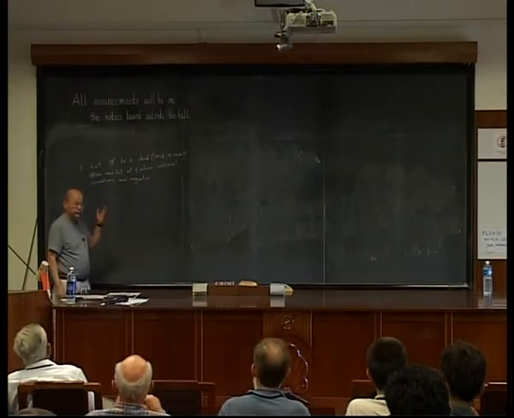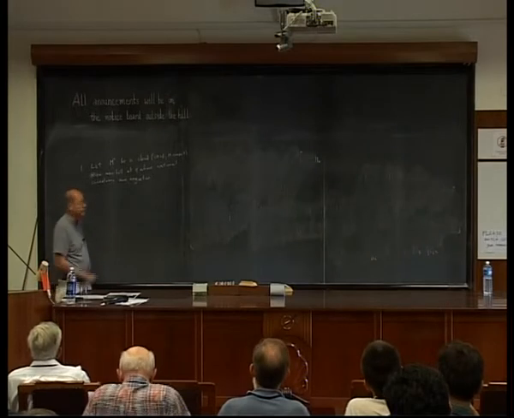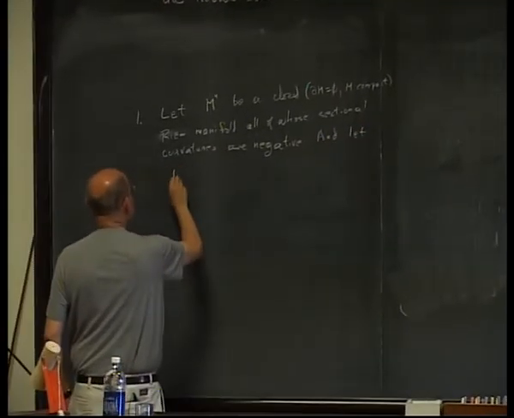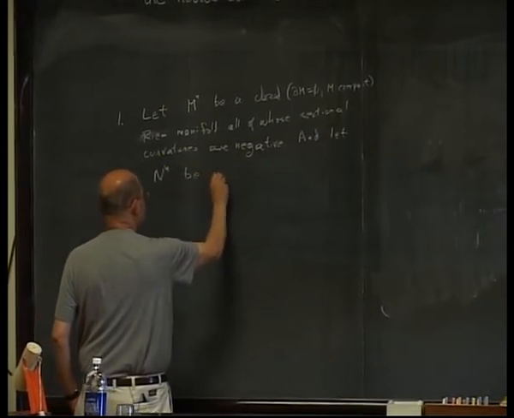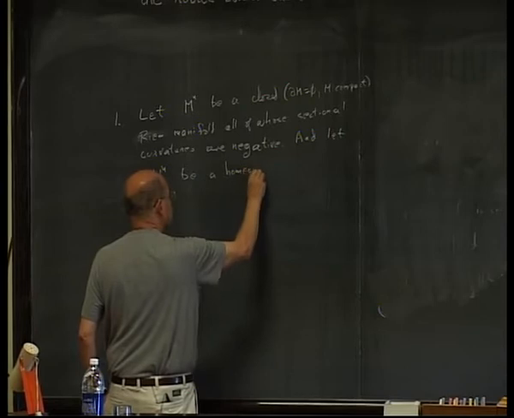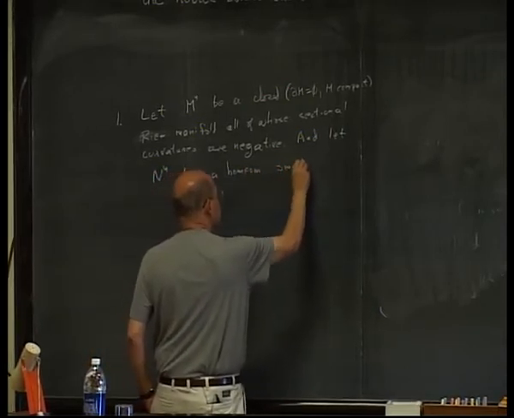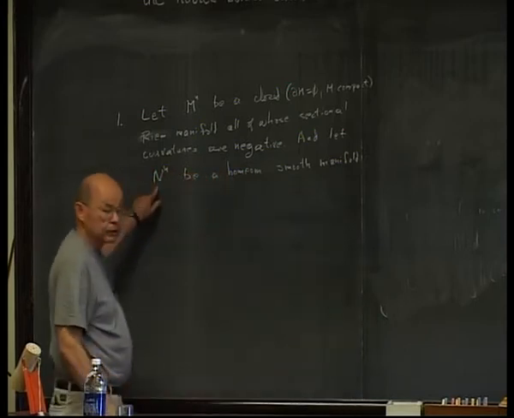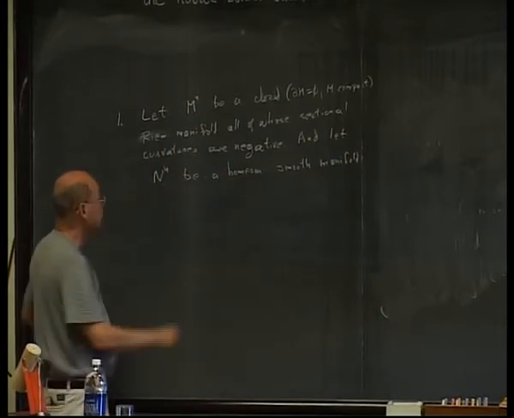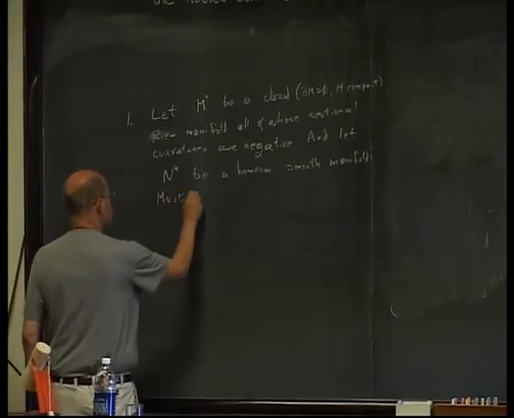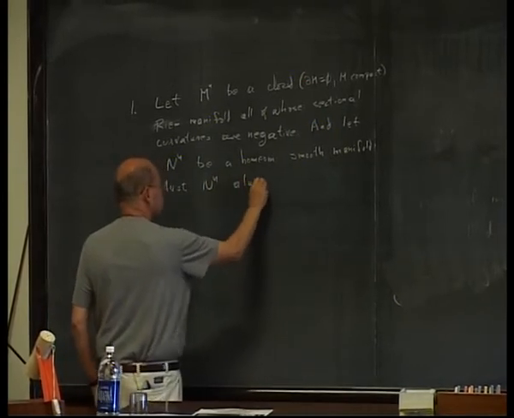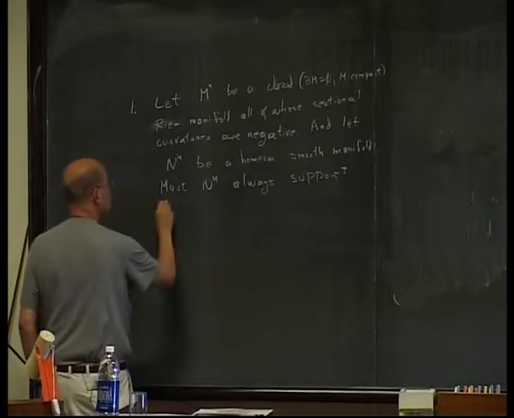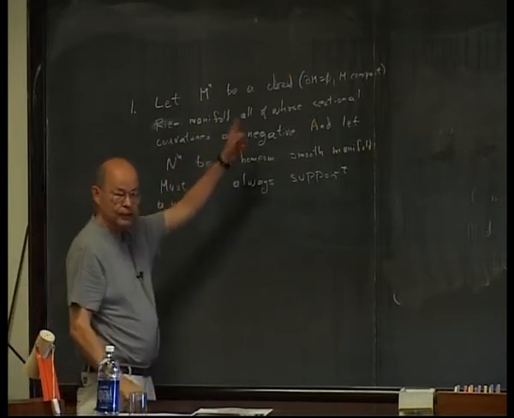Now I want to look at a manifold that's homeomorphic to it, but has perhaps a different differential structure. And let N^n be a homeomorphic smooth manifold. Must this manifold also support a negatively curved Riemannian metric? Always support negatively curved. Negatively curved, just all sectional curvatures are negative.